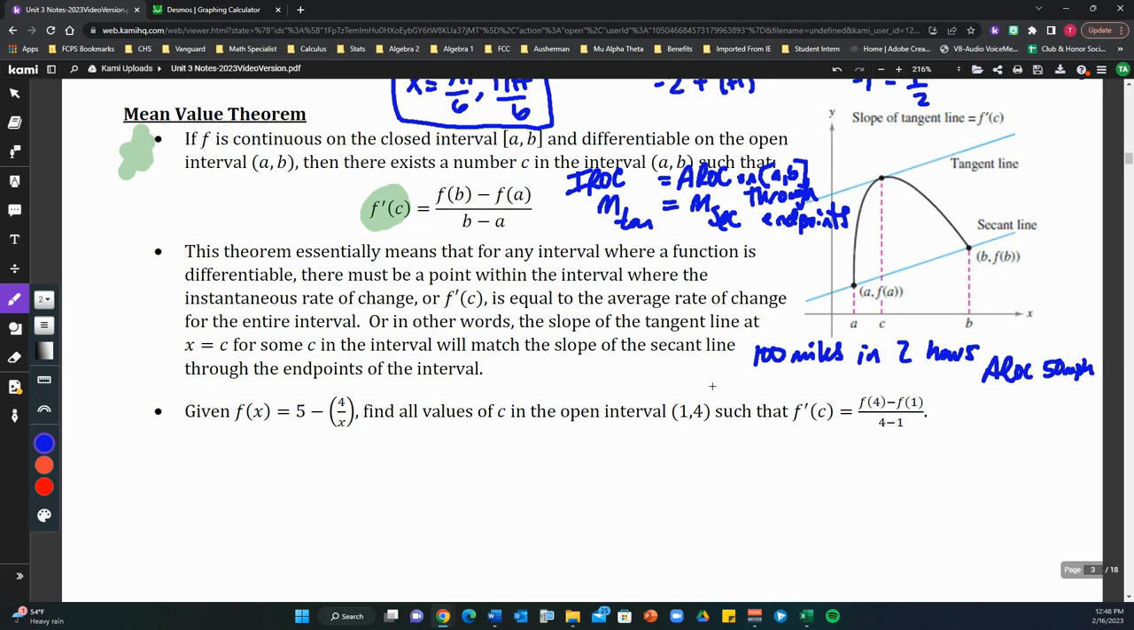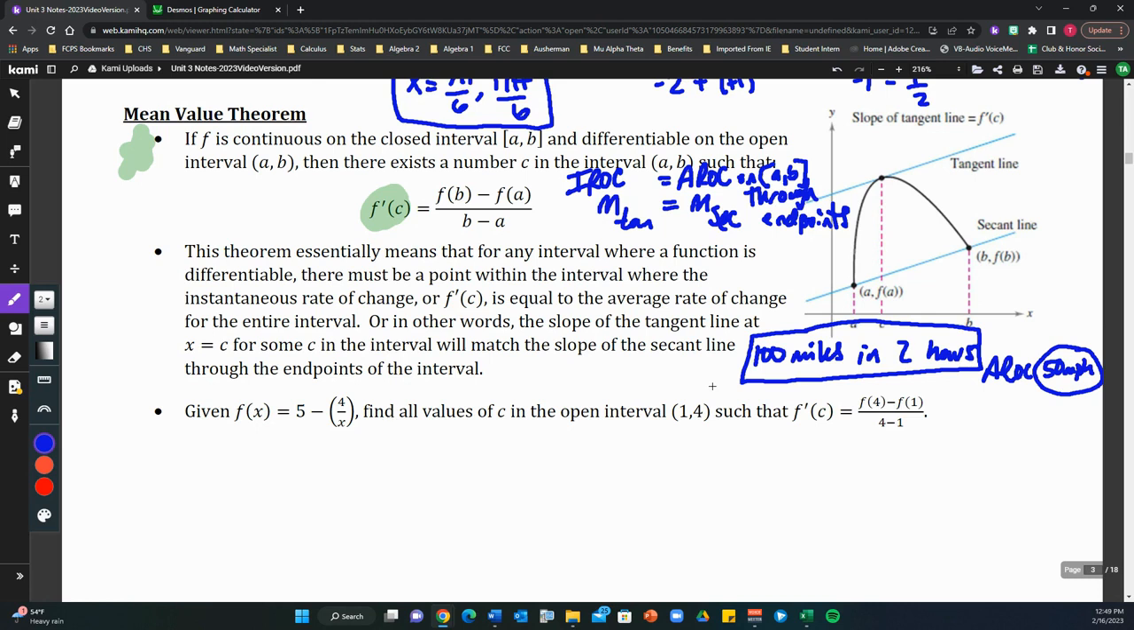It is impossible, because of the mean value theorem, for someone to travel this distance in that amount of time and never go the speed of 50 miles per hour. It's impossible. Now, obviously, a vehicle can't go automatically 50 miles per hour the entire time. There's going to be fluctuations in the speed of that car along the trip, but it would be impossible for us to always travel below 50 miles per hour and still complete this trip in 2 hours.